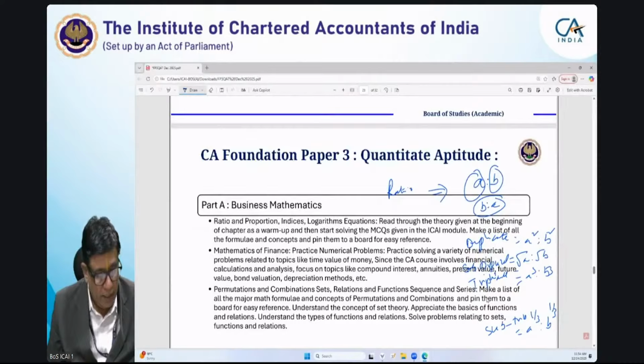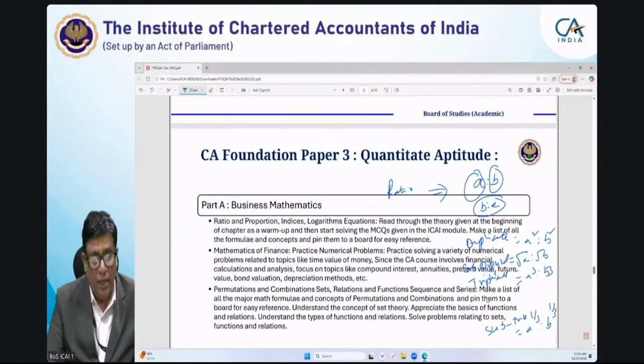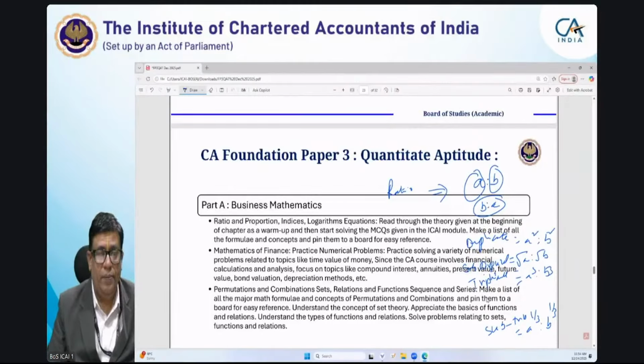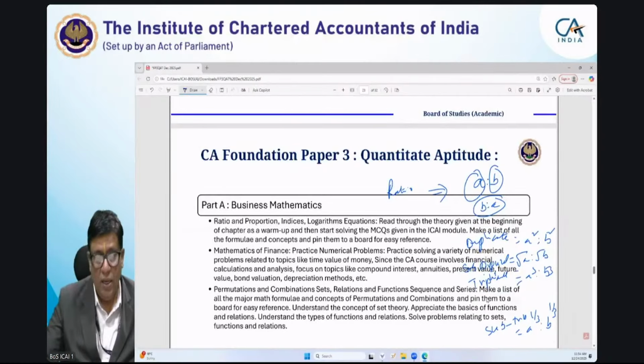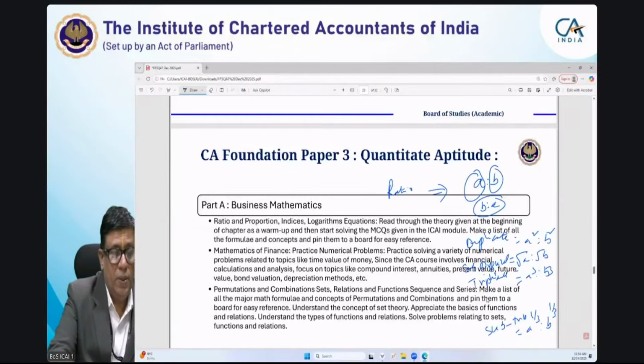From this chapter, one or two questions are expected: one question from ratios and one from proportions. Next, move to the laws of indices. There are four laws of indices with formulas given. If you study law 1, law 2, law 3, law 4, they are very important from the examination point of view.